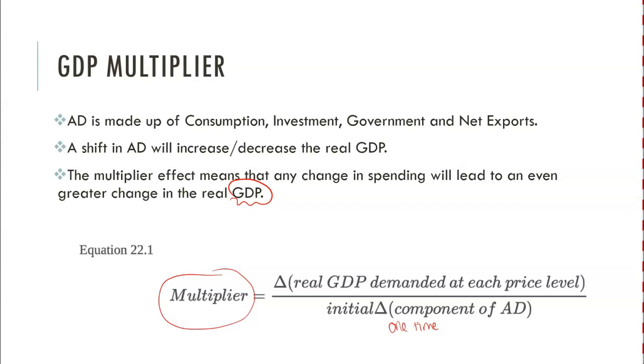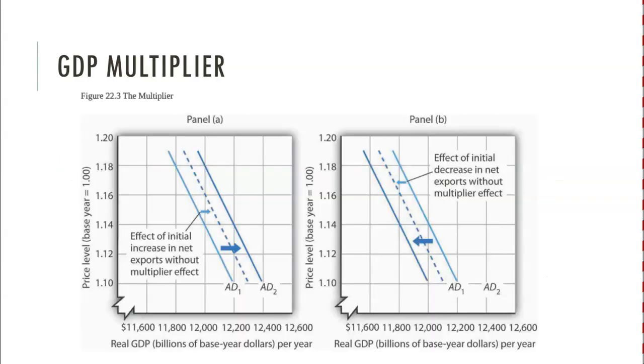And so we're going to use this formula to figure that out. If we know the change in real GDP and the initial change in aggregate demand, we can calculate the multiplier. Or if we know the multiplier and the initial change in aggregate demand, we can calculate the change in real GDP.